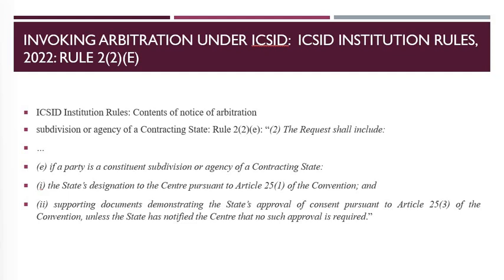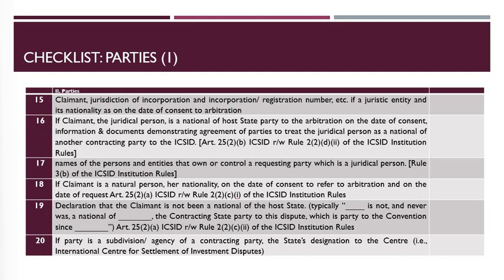And 2. Supporting documents demonstrating the state's approval of consent pursuant to Article 25(3) of the Convention, unless the state has notified the center that no such approval is required. Now, these requirements are built into the checklist. Serial number 15 of the checklist relates to the claimant, jurisdiction of incorporation, and incorporation or registration number, etc., if a juristic entity, and its nationality as on the date of consent to arbitration.